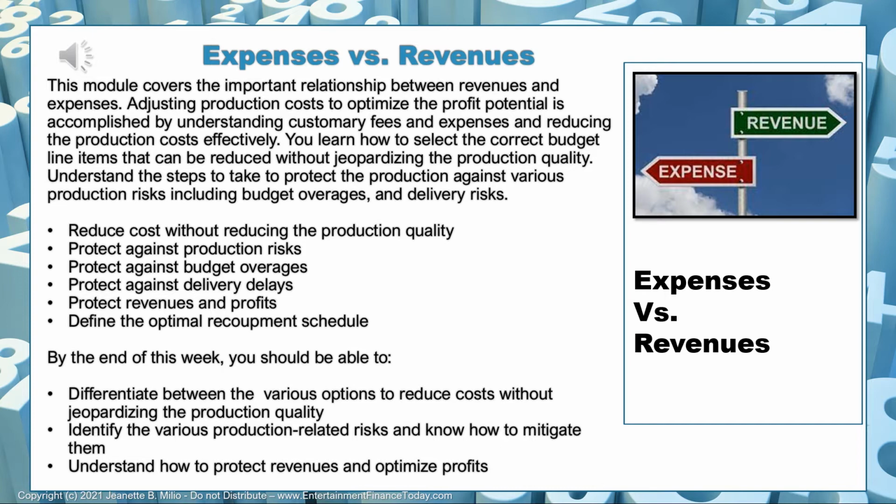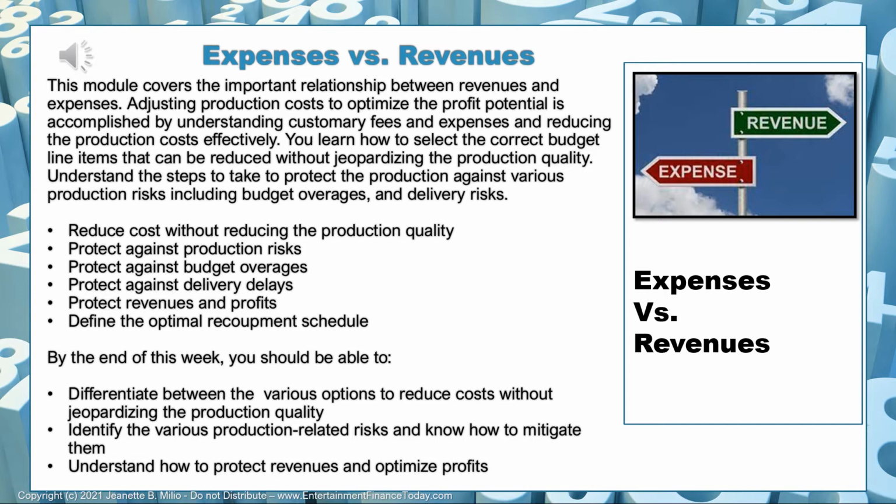Here's a few things we should consider. Reduce costs without reducing the production quality. Protect against production risk and protect against budget overages. Protect against delivery delays and protect revenues and profits. Define the optimal recoupment schedule.